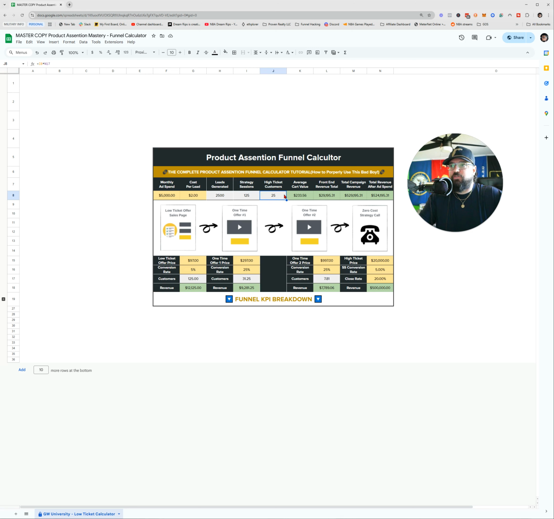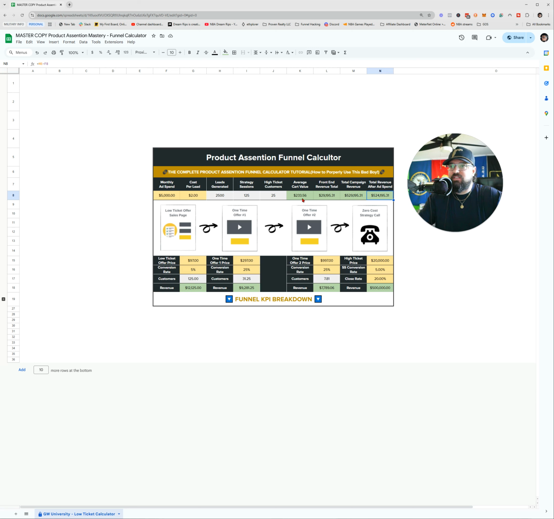And then, of course, if you have a great 20% conversion rate, you're going to get 25 customers from a $5,000 ad spend. Now remember, your funnel has to convert at these numbers, which we're going to get to down here at the bottom in a second. But essentially, these are your core numbers for the month. Then it's also going to break down your actual cart value, front end revenue, total campaign revenue, and then total revenue minus ad spend. So you know what you're dealing with afterwards.